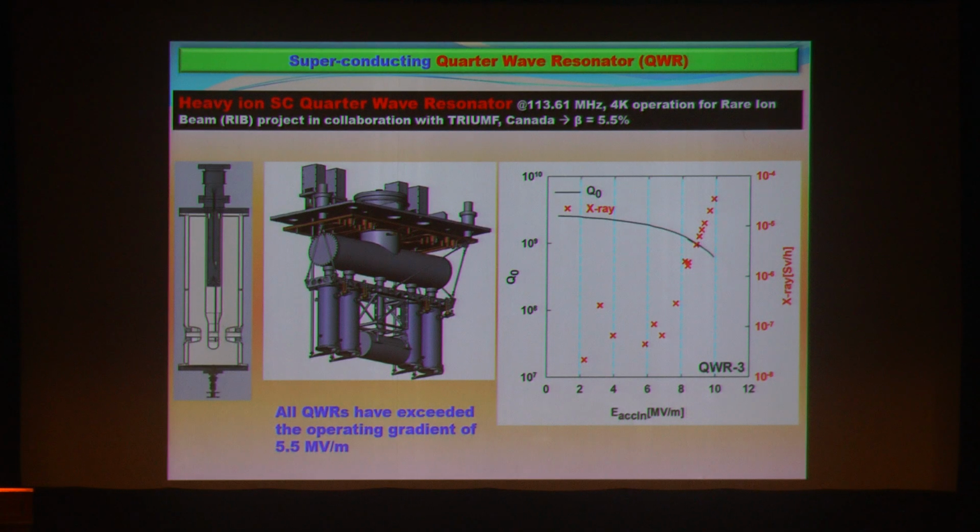This is actually the result of last year. This project we are doing in collaboration with TRAN. All quarter-wave resonators have exceeded their operating gradient of 5.5 MV per meter. In fact, you can see this one we can operate safely up to 6 MV per meter, maybe even beyond that.